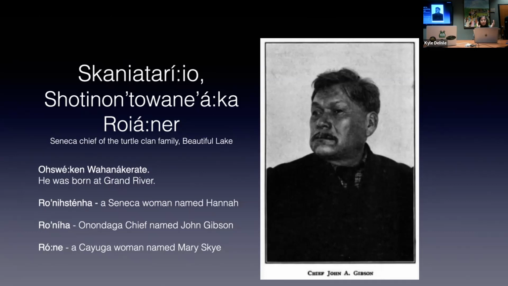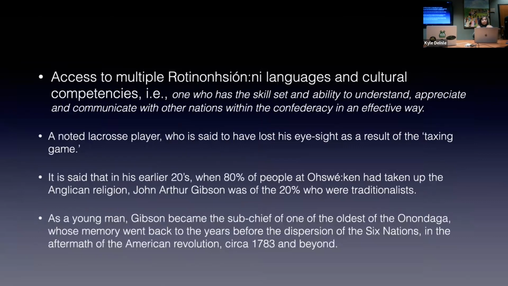All of this: he's a Seneca chief, he's turtle clan, he's born at Oswego. His mother Seneca, his father's Onondaga, and he marries a Cayuga woman. What does that mean? Maybe that he traveled a lot. Yes, this is what they said he did. He was able to travel the Confederacy quite a bit. Connections everywhere. He has a lot of different perspectives, and families in different nations.